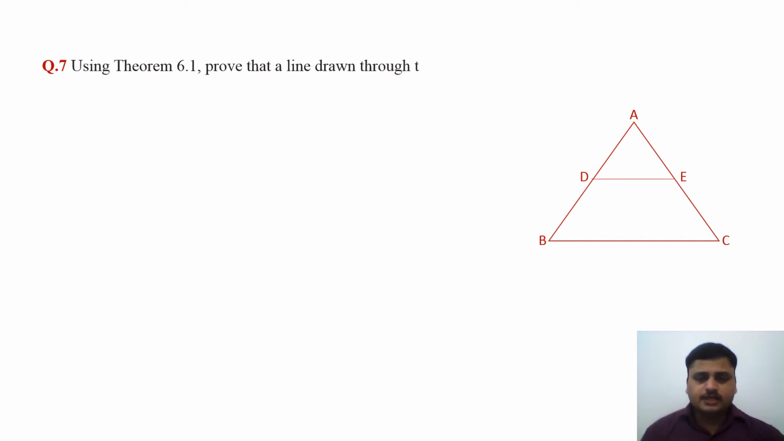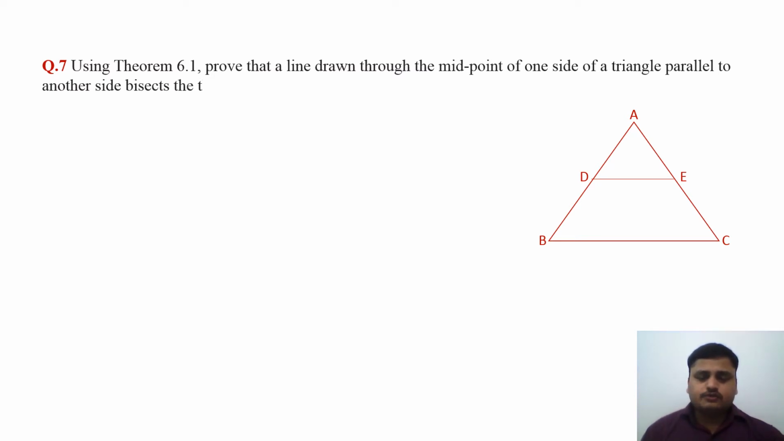The statement of this question is: we need to prove that a line drawn through the midpoint of one side of a triangle, and parallel to another side, bisects the third side. We need to show this one. So the question is clear. A line is drawn through the midpoint of one side of a triangle, parallel to another side, then it bisects the third side.